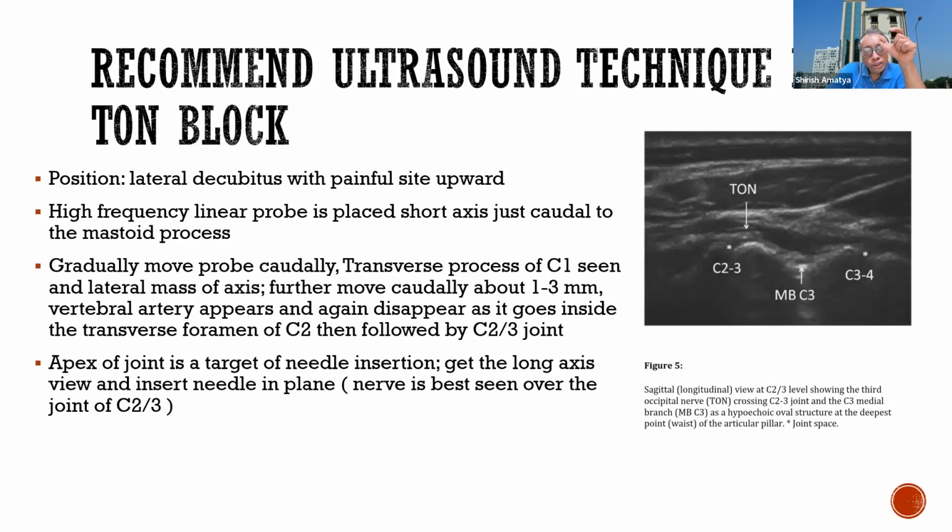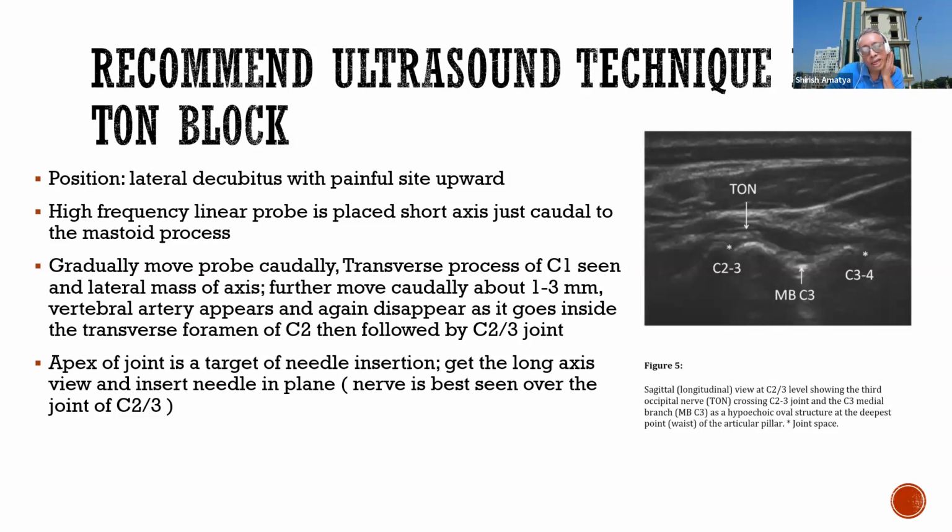Once we move the probe more caudally, the first thing that we can see is C1, or the atlas, and the lateral mass of the axis. If we further move our probe downward or caudally, we can appreciate the vertebral artery appearing. And if we move further downwards, we can see the vertebral artery disappearing and going inside the transverse foramen of the C2 vertebra. In this place, if we turn the probe in the longitudinal direction, then we can see the C2-3 facet joint.